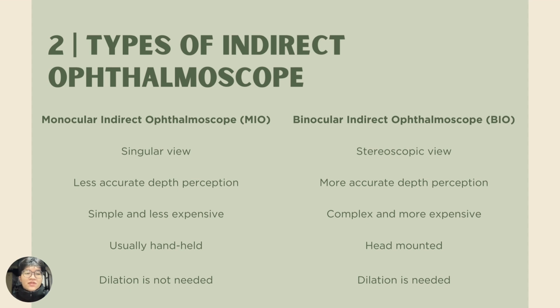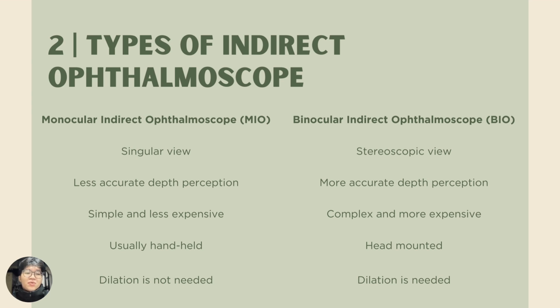The monocular indirect ophthalmoscope, or MIO, offers a single eye view, which can make assessing the retina's depth and 3D structure more difficult. Without binocular vision, determining the relative positions of structures within the eye can be challenging. Monocular ophthalmoscopes are typically simpler, less expensive, and handheld, making them more portable. While dilation can improve visualization, it's often unnecessary, especially for routine examinations.